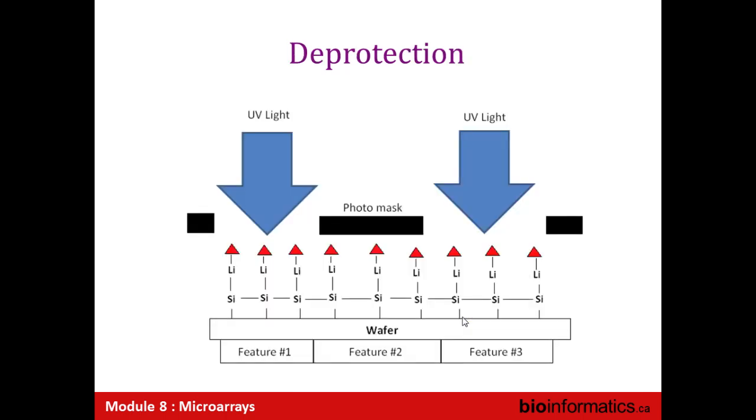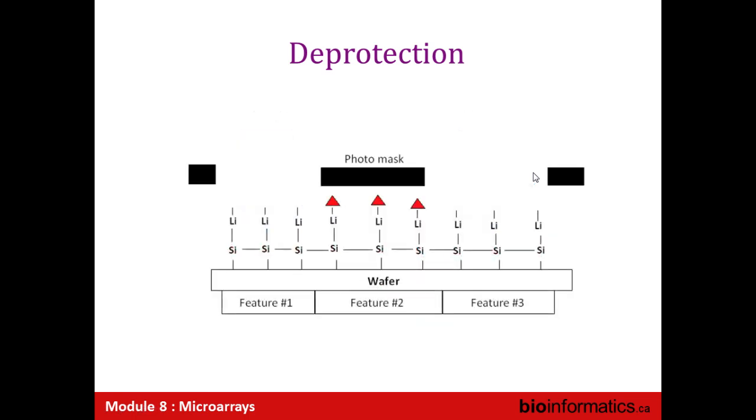So the idea here is that we take our initial silicon wafer, to which we added these linker molecules, and we shine UV light in two places. We've divided the chip up into what we're eventually going to have to be features 1, 2, and 3, and we're allowing UV light to shine on features 1 and 3. Number 2 is protected by the mask. No light gets there. And the UV light activates the linker molecule in some way. Now it's able to undergo a chemical reaction that would not be possible in the absence of UV light.